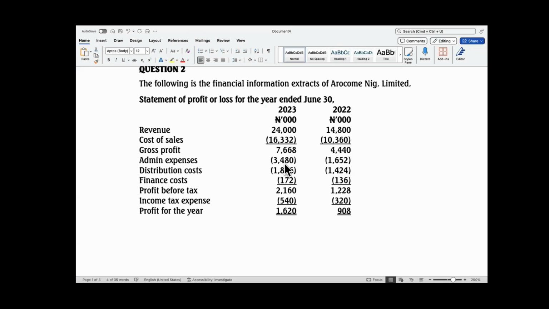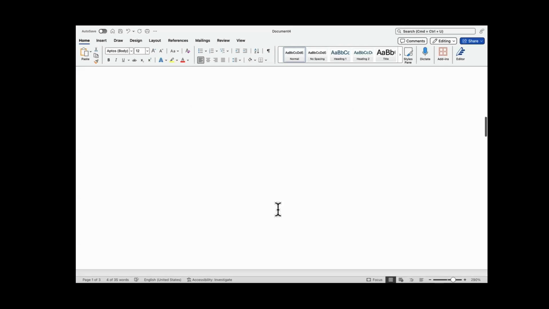2023 is 2332. How did you get that? I did profit before tax plus finance cost. Okay, that's correct. So 2160 plus 172.